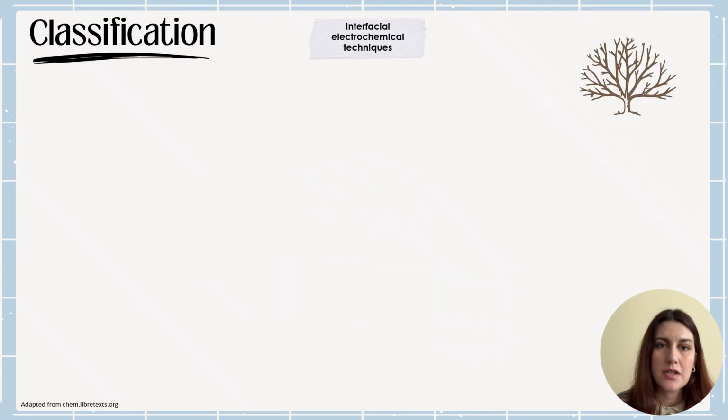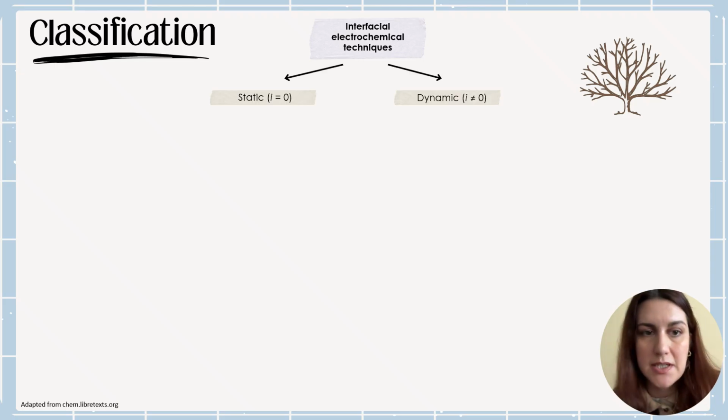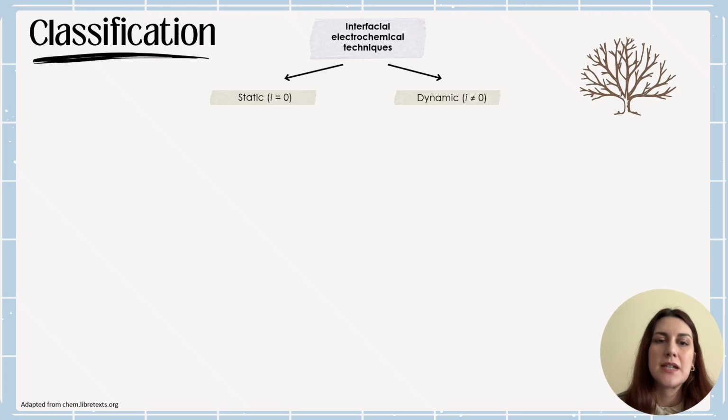To begin this section, it is useful to look at a classification of the main interfacial electrochemical techniques. The diagram I'm going to shortly present provides an overview of how different electrochemical methods are organized based on how the experiment is performed. So at the highest level, these techniques can be divided into two main categories, and that is static and dynamic techniques. So the first category is static techniques, where in this case we're simply measuring the potential difference between two electrodes, and the main example of this type of measurement is potentiometry.